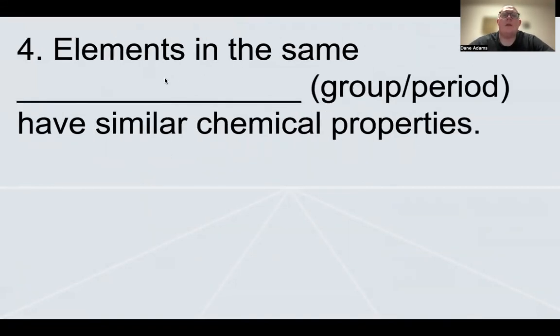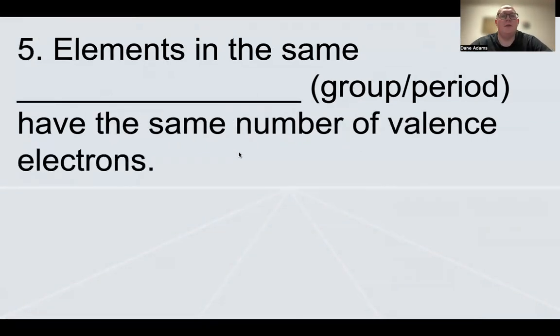Elements in the same, and then you're going to fill in this blank. Elements in the same group or period have similar chemical properties. The correct answer there is group. Elements in the same group have similar properties. Elements in the same period have very different properties, but when you start a new period, you repeat the pattern. And the pattern is there because elements in the same column or group have similar chemical properties.